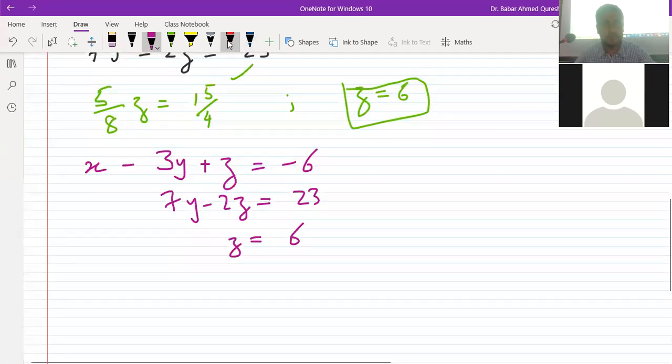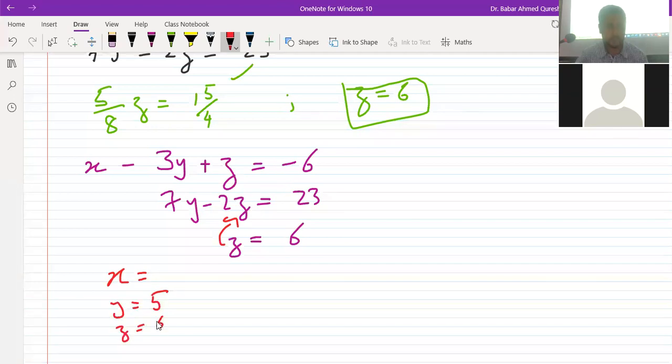Now you have the solution for z. You put it back over here, compute this number, and that will solve for y. So you got your y. Your y is 5. z is 6, y is 5.